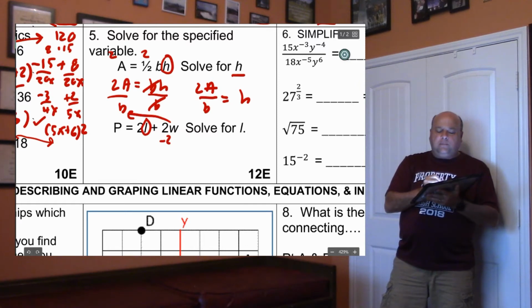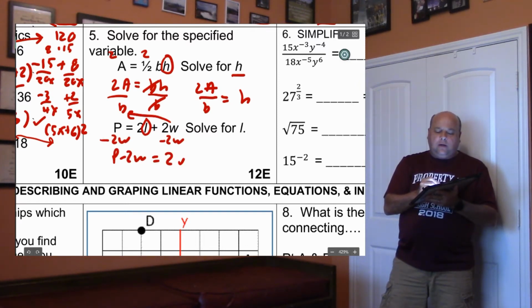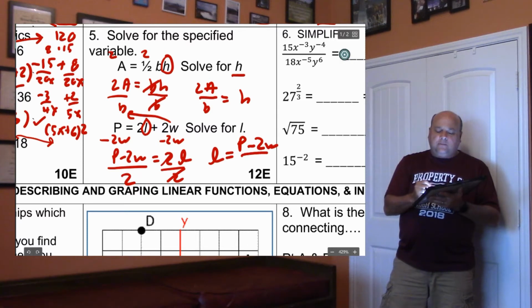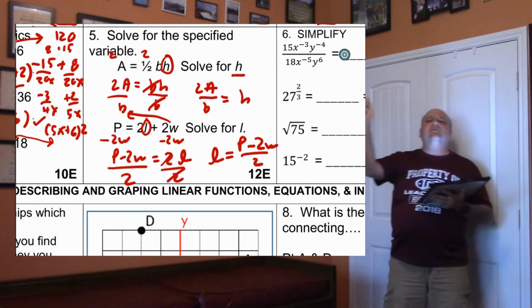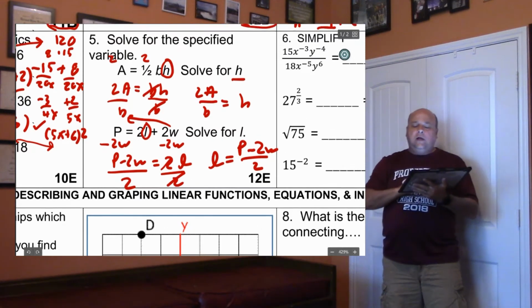Okay, on the next one, we need to solve for L. So we're going to move the 2w over. I'm going to get p minus 2w equals 2L. Then divide by 2. That's it. The 2's cancel out, so L will equal the perimeter minus twice the width, divided by 2. Piece of cake. Y'all got this.